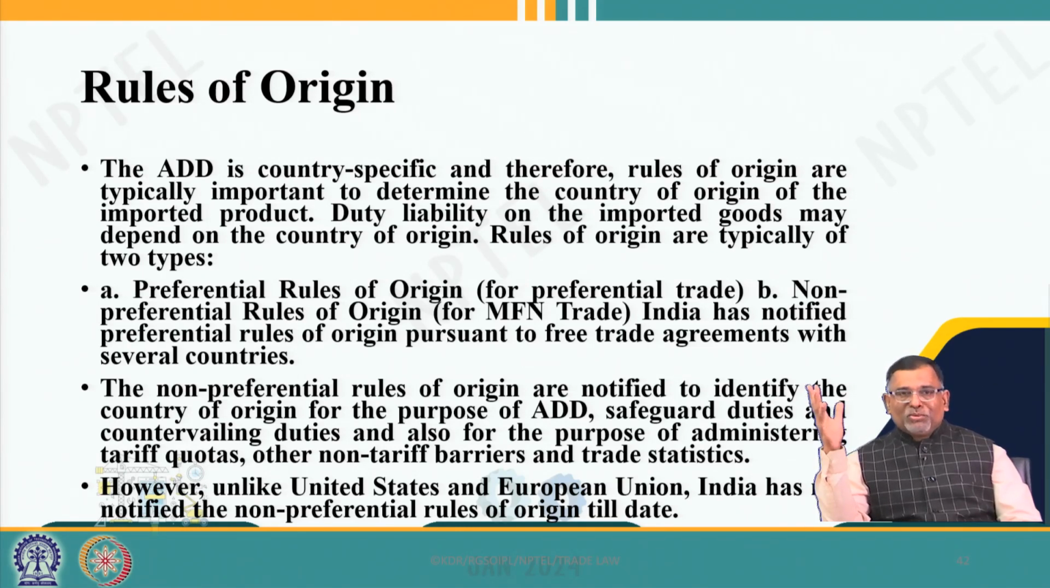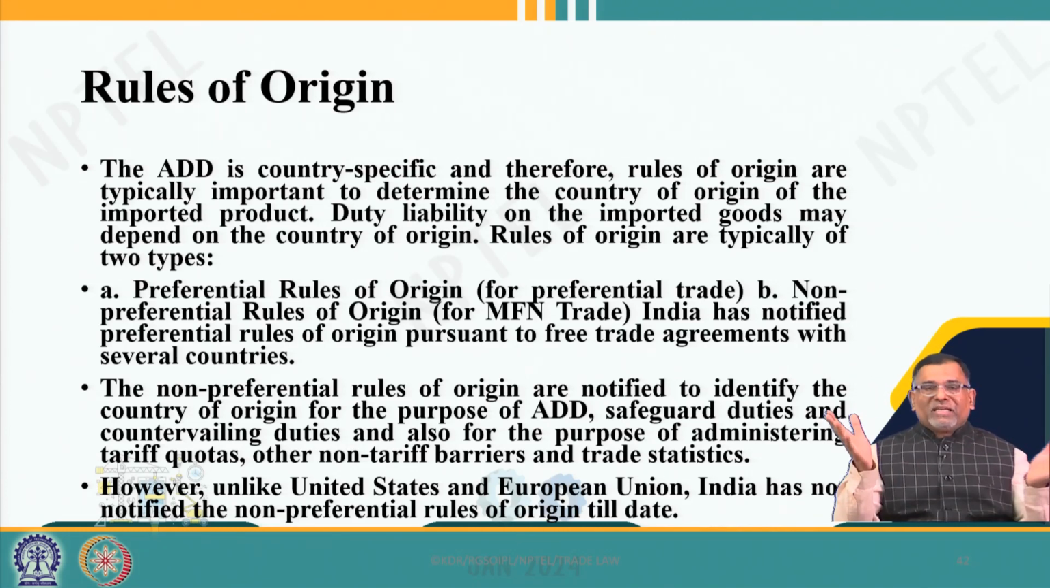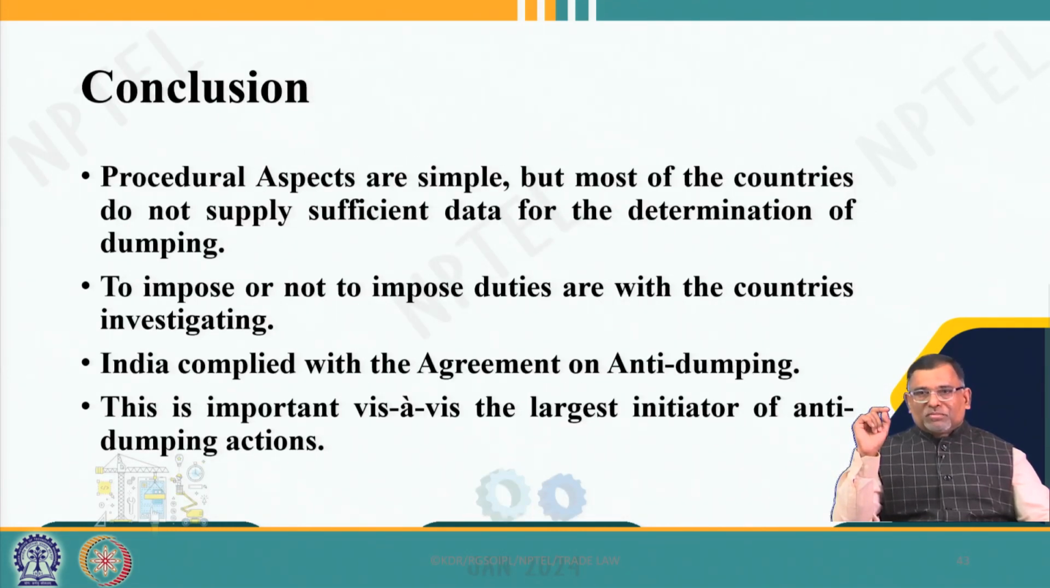It is very important to look into this, because all over the world regional trade agreements and preferential trade agreements are proliferating like anything after the conclusion of the WTO. So, the rules of origin to be looked into for the purpose of anti-dumping duty is also very important. In conclusion, I would say that the procedural aspects of anti-dumping duties give a lot of leeway to the investigating authorities to determine the margin of dumping.